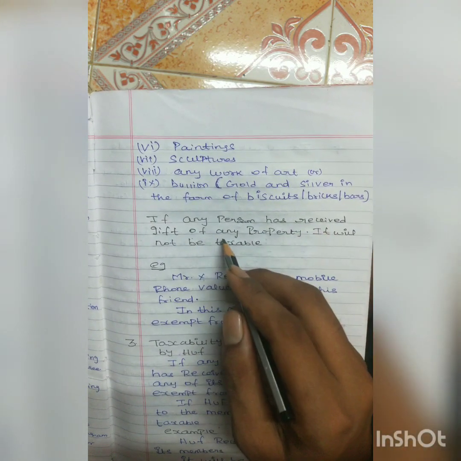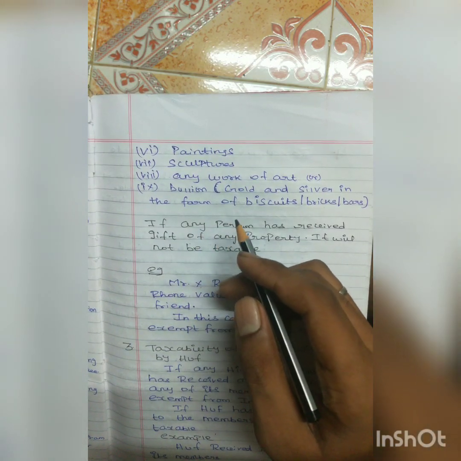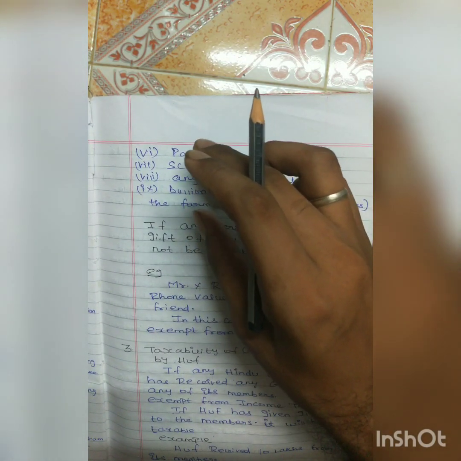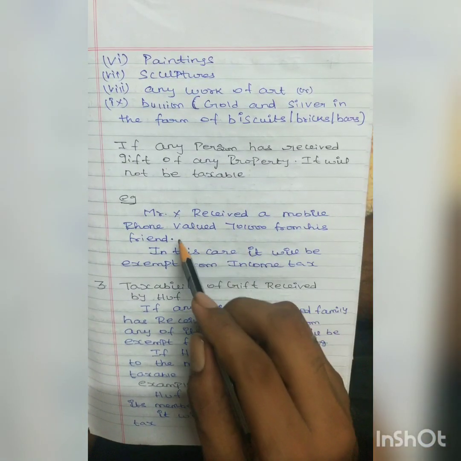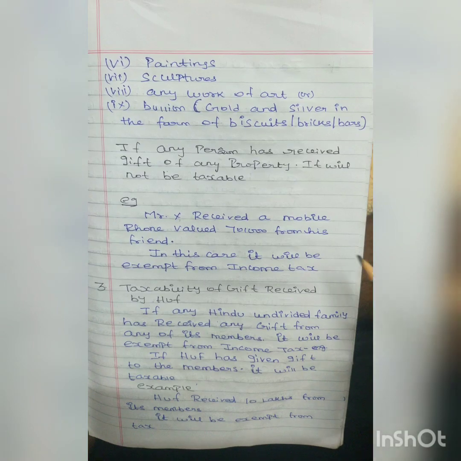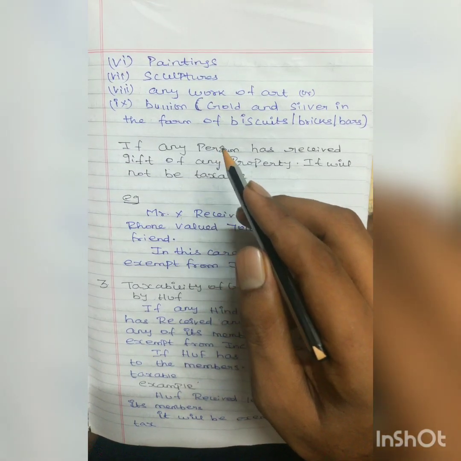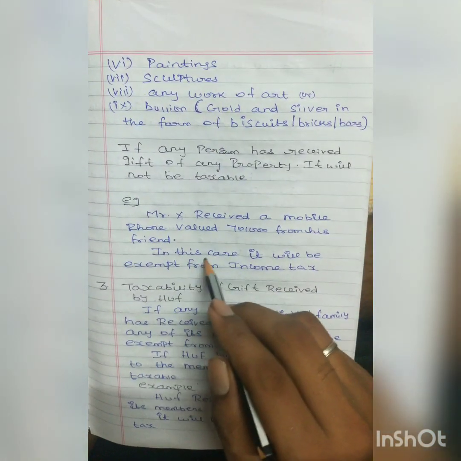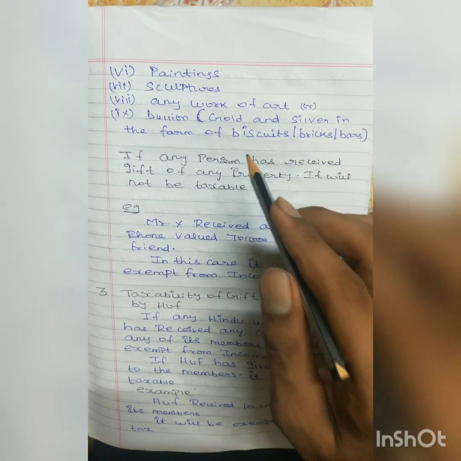If any person has received a gift of any property other than the above mentioned, it will not be taxable. If a person is receiving a gift that is not in the above mentioned list, it will be exempt. Example: Mr. X received a mobile phone valued at 70,000 from his friend, but the mobile phone was not included in the above list. In this case, it will be exempt from income tax, because the income tax law did not mention it as taxable, so it is exempt.